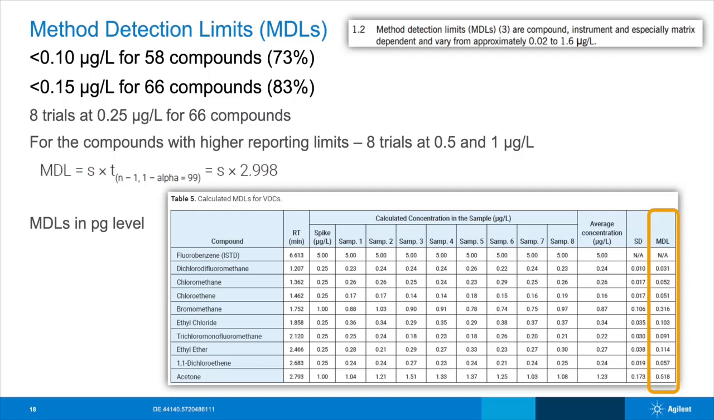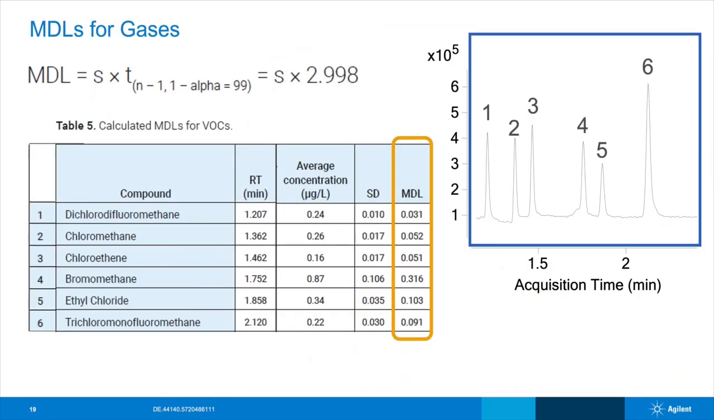The method detection limits were less than 0.1 microgram per liter for 73% of the compounds, that is 58 of them, and less than 0.15 microgram per liter for 83% of the compounds. So in other words, the results are very acceptable. The MDL of the gases are shown here, and they're all acceptably low.